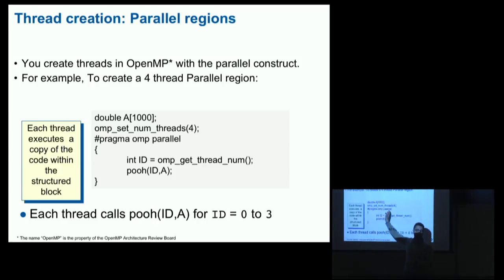Which one of the threads can access A? This variable outside the parallel region. Any guesses? All of them? All of them, because it's outside the loop. By default, things that are declared before the parallel region are shared across threads. All of them can access them.